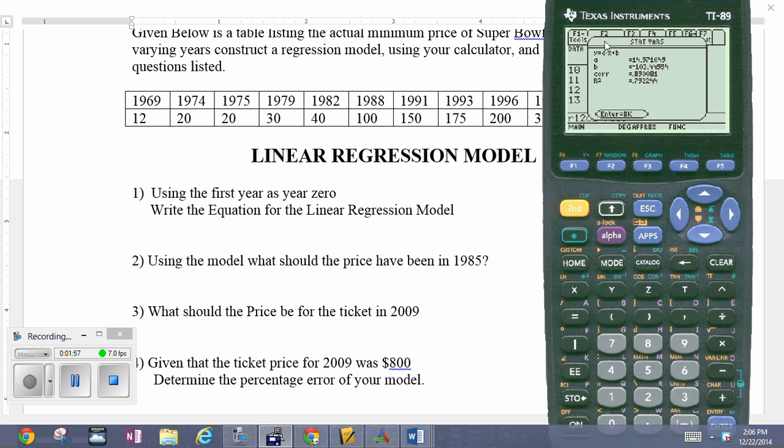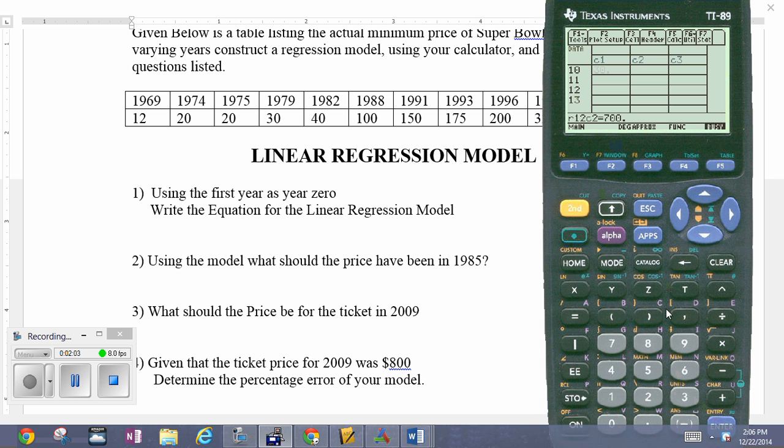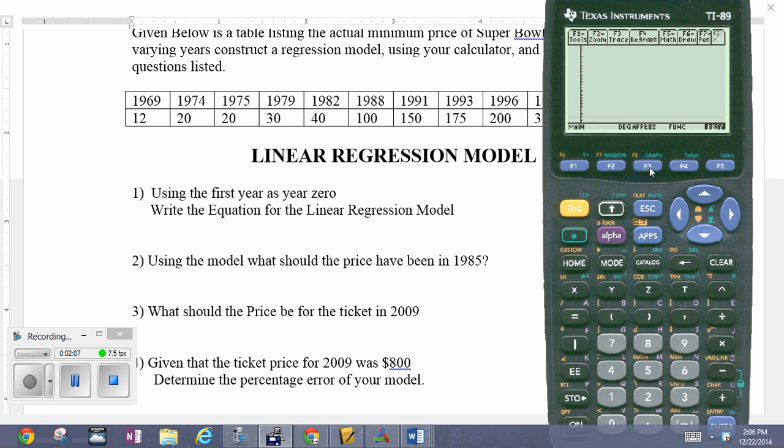Okay, there's the line in the form y equals ax plus b. We're going to take a look at what that looked like as a graph, so go back to the graph. There's the data in the blocks. There's the line. It's a terrible fit. There's no sense in even entertaining this as a possible model.